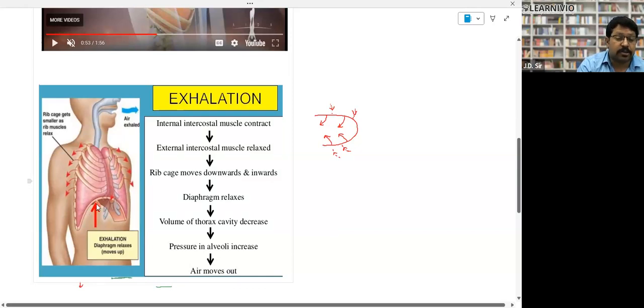The diaphragm relaxes. Now this diaphragm comes upward, due to which the volume of the thoracic cavity decreases, right? And the pressure in the alveoli increases. So now there is more pressure inside, right? Then what will happen? Air will come out. So that's how air moves. So now please note down the exhalation.